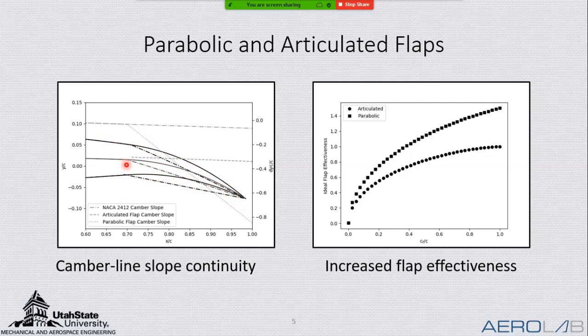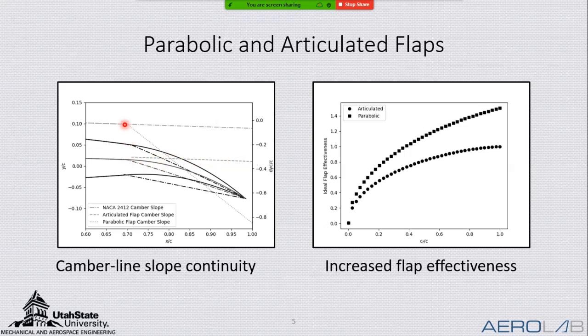And something important about that, the fact that it's just a straight rotation about the hinge point, is the camber line slope for this traditional flap, this articulated flap, is disconnected at the hinge point. And that causes a pressure spike and actually disturbs the flow, causes the flow to separate.